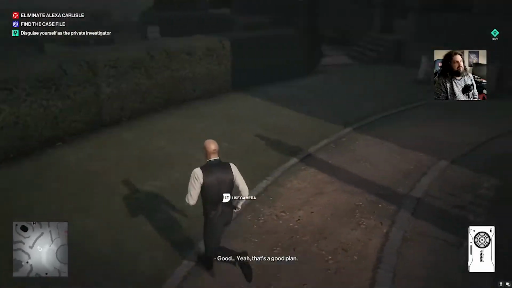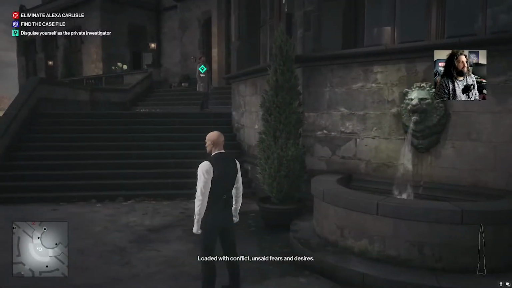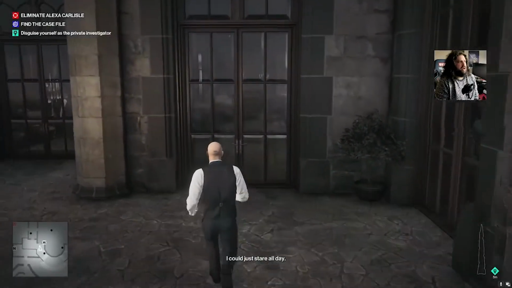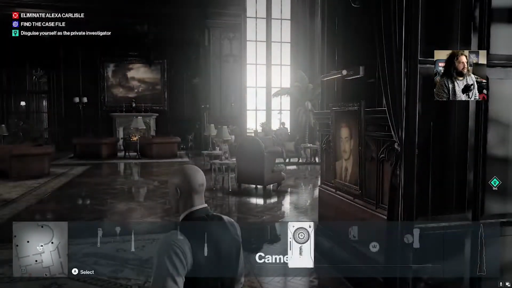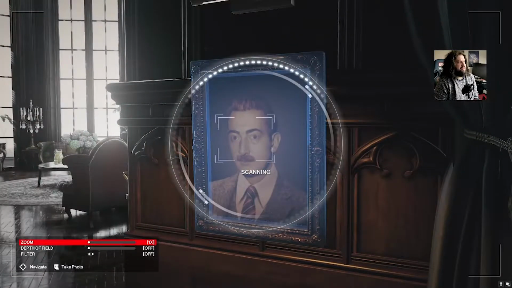Also, just like Knives Out, you'll find baseballs just laying outside the mansion. So while he's doing that, let's go get another picture. Right here. Scan this man.